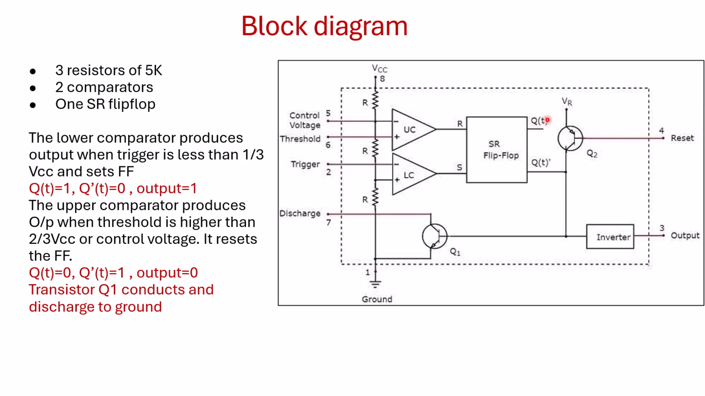When output is set to 1, Q dash will be equal to 0. That Q dash is fed to an inverter. Here it is 0, and it is fed to an inverter. When 0 is fed to an inverter, the output will become 1.